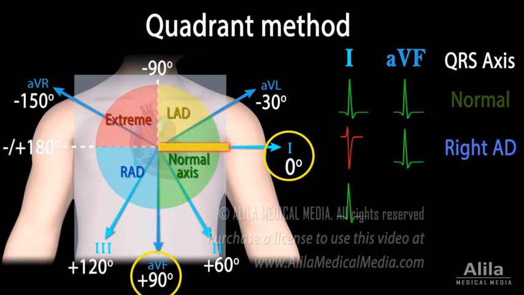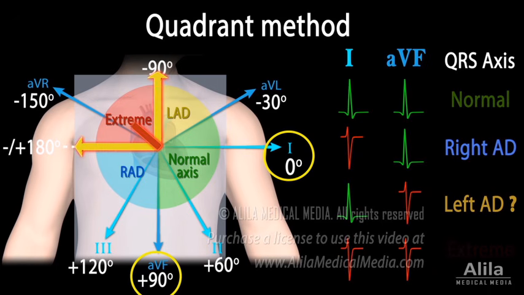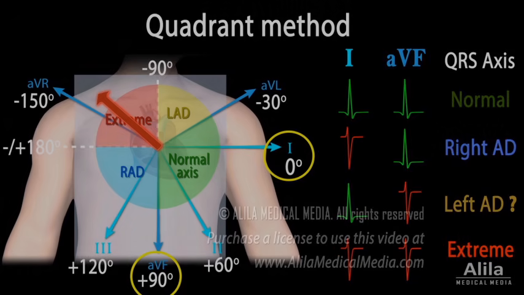A positive value in lead 1 and a negative value in lead aVF place the axis in the upper left quadrant, which is interpreted as possible left axis deviation. A more accurate method will be needed to further determine if it is borderline normal or left deviation. Negative values of the QRS complex in both leads are indicative of extreme axis deviation.